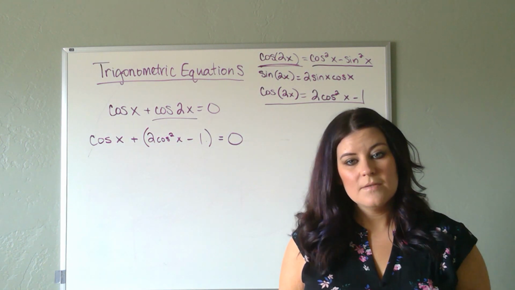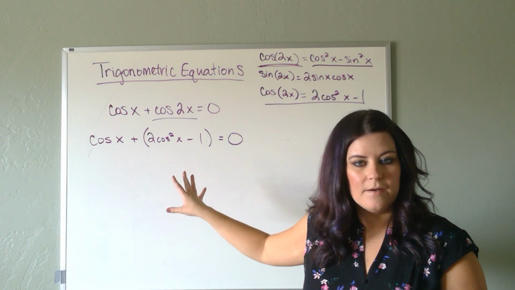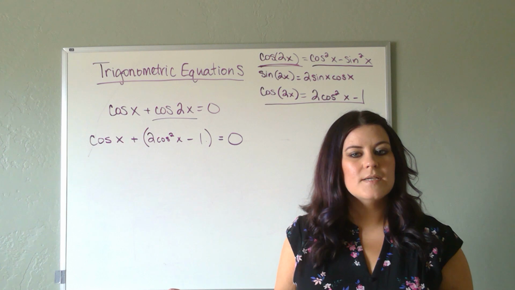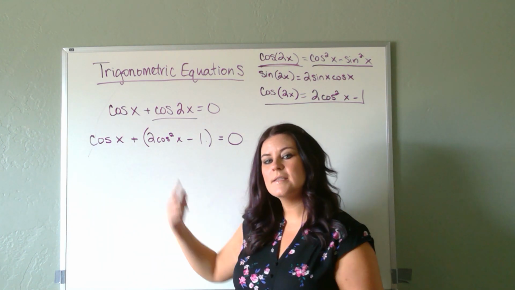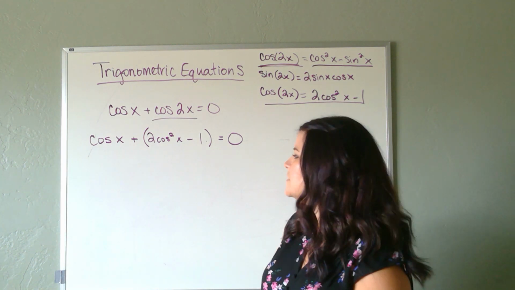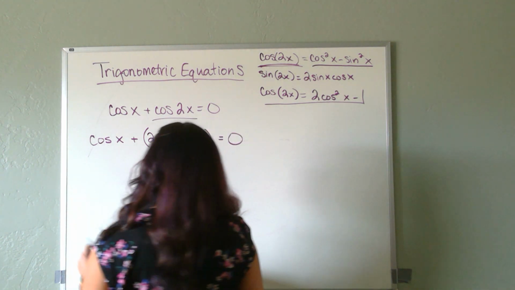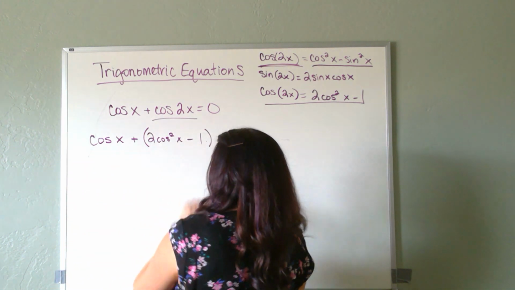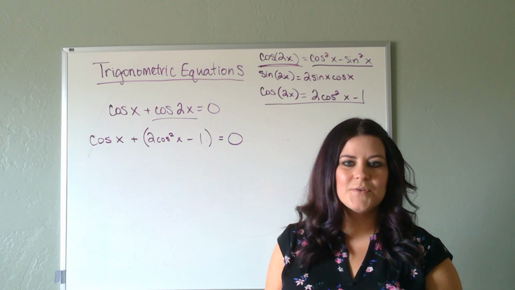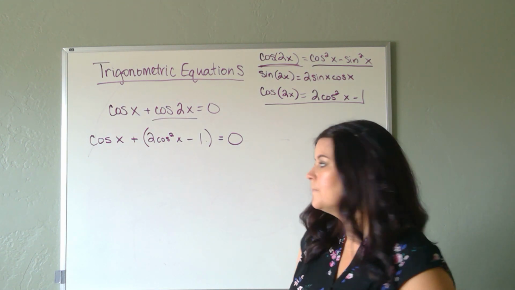This looks better to me for a couple of reasons. One, because I don't have a random sine in there now. All I have is cosines. And because I have those similar cosines, I'm actually going to do some factoring. So let's look at my next step. I have cosine x plus 2 cosine squared x minus 1 equals 0.